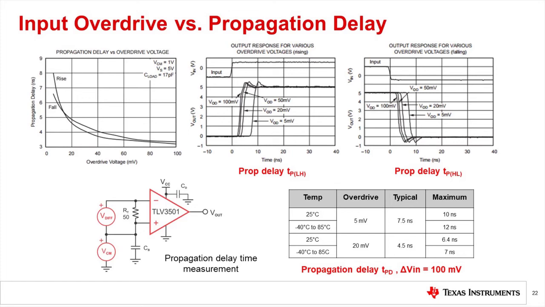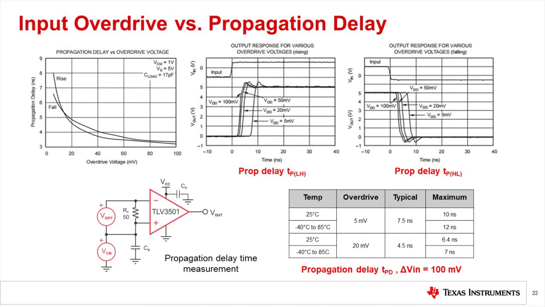This reduction is limited, but it can be significant as you step your overdrive from 5 millivolts to 100 millivolts. The plots on the top of the slide show the change in propagation delay versus overdrive for our high-speed device, the TOV3501. As the left-hand plot shows, the propagation delay time almost doubles from just over 3 nanoseconds to 8 nanoseconds as you step down your overdrive voltage from 100 to 0.